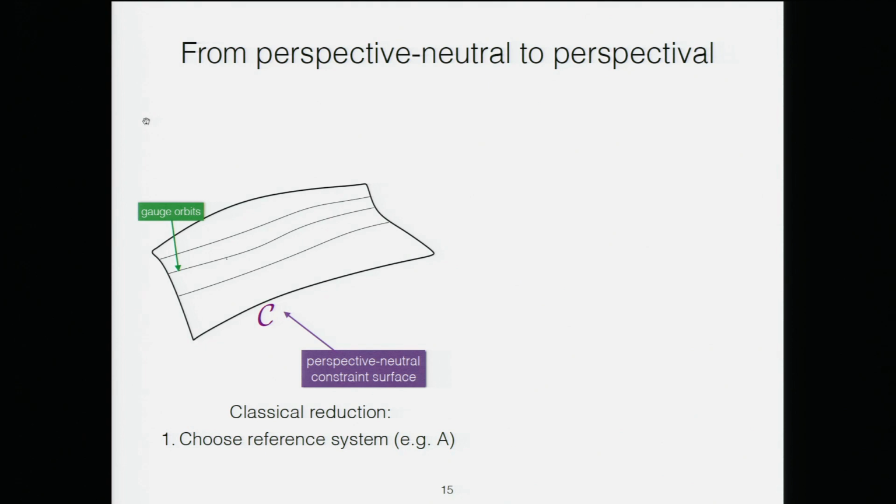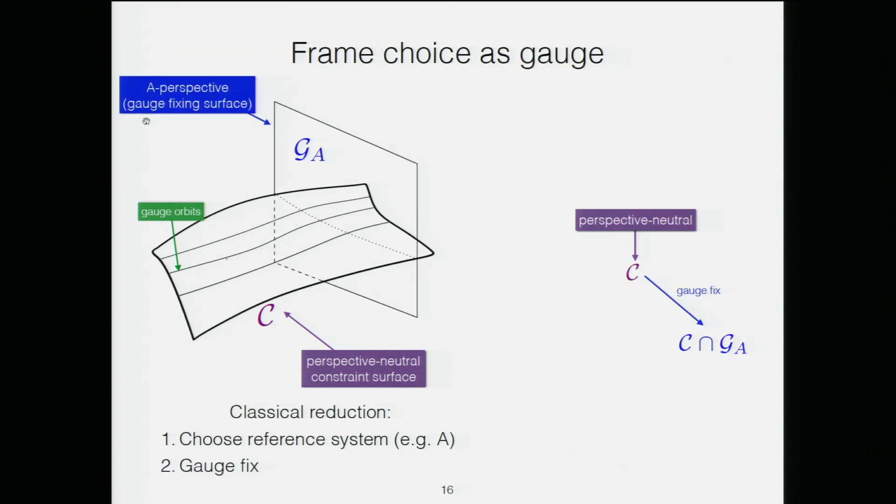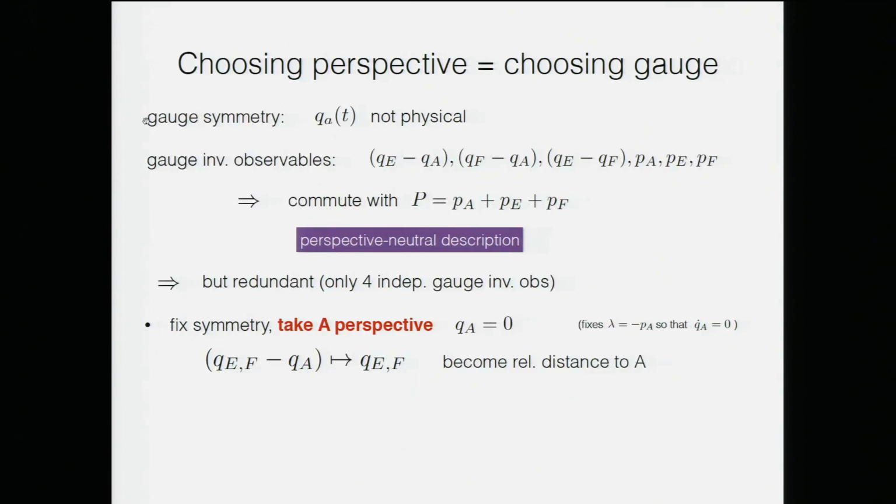So how do we go from this perspective neutral structure with a redundancy to the perspective of a frame where we don't want to have redundancy anymore and just have a reduced phase space? First, you choose your reference system. Suppose we take Augustin. Then the next thing is you have to do a gauge choice that cuts your constraint surface, so it leads you to some intersection. Here in this example, suppose we pick A's perspective, we can just define his position to be the origin of that system. That's dynamically consistent. If you do this, then the gauge invariant observables, the first two, basically become the coordinates QE, QF. They will then describe the relative distance to Augustin.